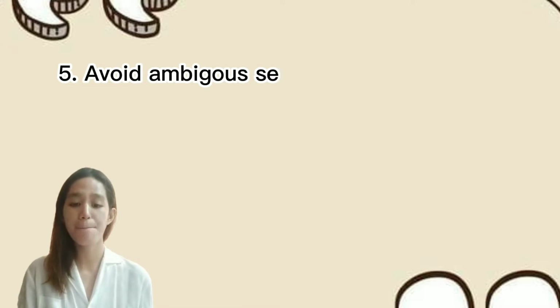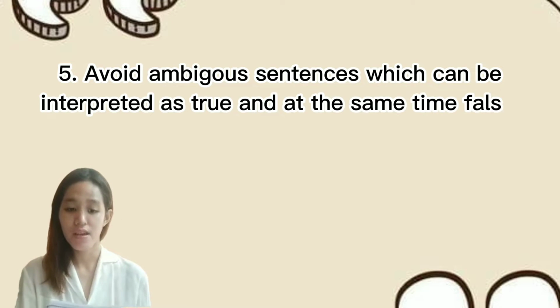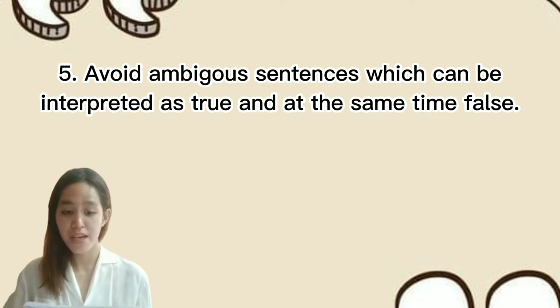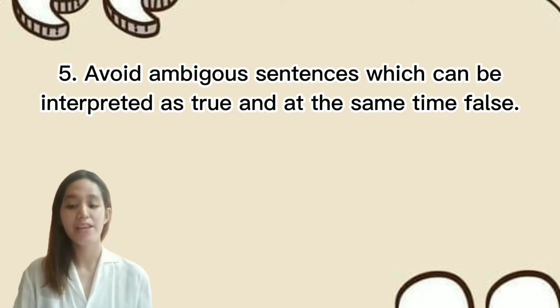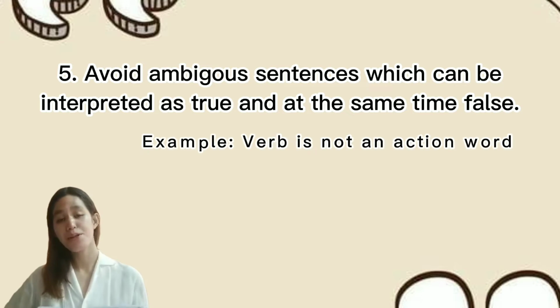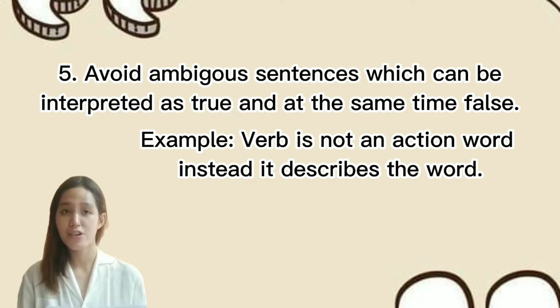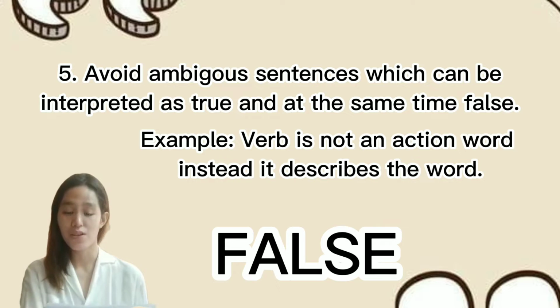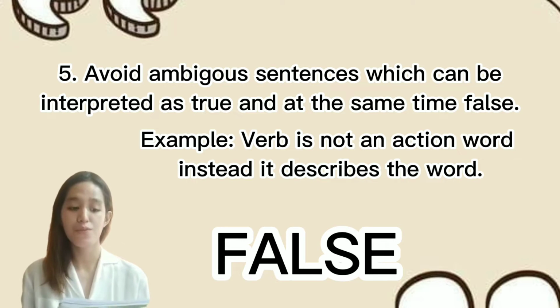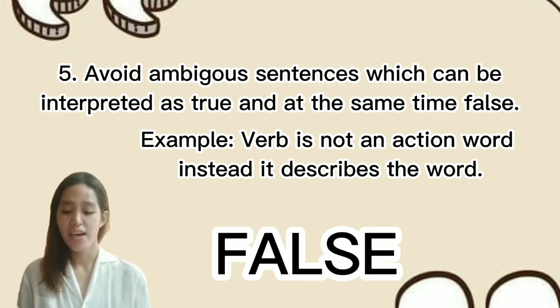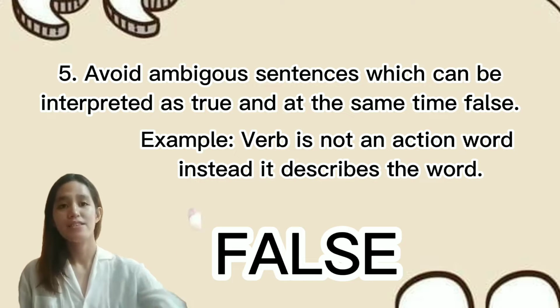Rule number 5 is to avoid ambiguous sentences which can be interpreted as true and at the same time false. Example, verb is not an action word. Instead, it describes the word. For explanation, the answer is false, since everyone knows that a verb is an action word. And those are the 5 rules in constructing your true and false tests.